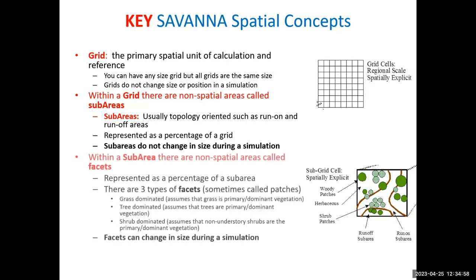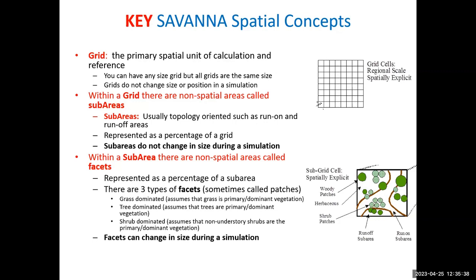But that's not all. Within a sub-area, so within the crest area or the runoff area, you can delineate 3 different facets. This is what they call facets. They're non-spatial again, but they're proportions. But these can change, and they're vegetation related. So you get 3 types of facets, usually grass-dominated ones, which assumes that the grass is the primary dominant vegetation of that little area. You can have tree-dominated areas. Funny enough, you can have trees, shrubs, and grass in tree-dominated areas, but it's effectively forest or maybe tree savanna. You can even have shrub-dominated areas.